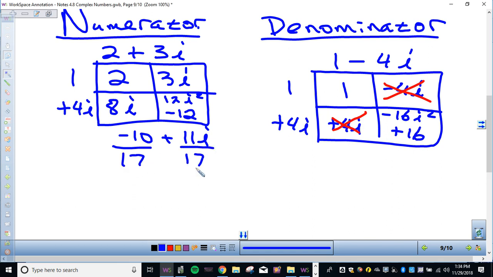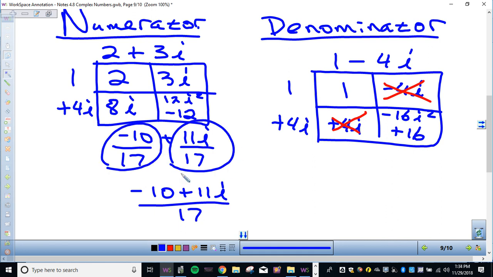so I have to write it like that. I cannot write it like this. I think the book will actually write it like this, and I would take a half point off the book. The reason I would take a half point off the book is because you have to have the real part first, imaginary part second, for it to be in standard form.